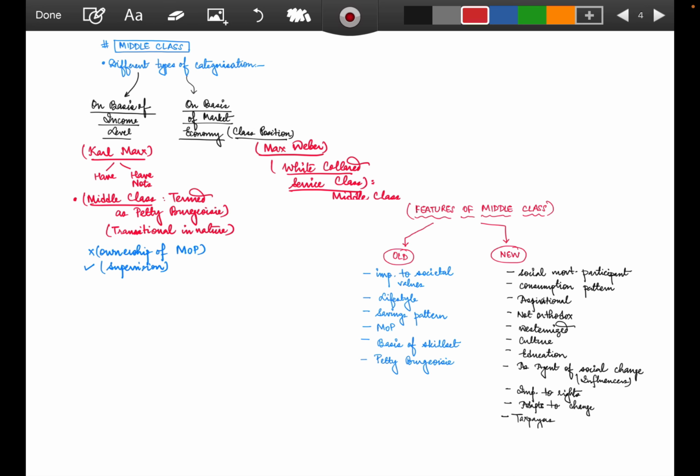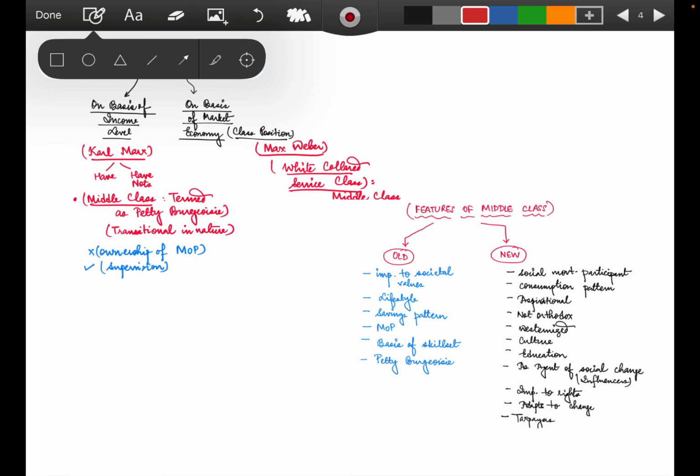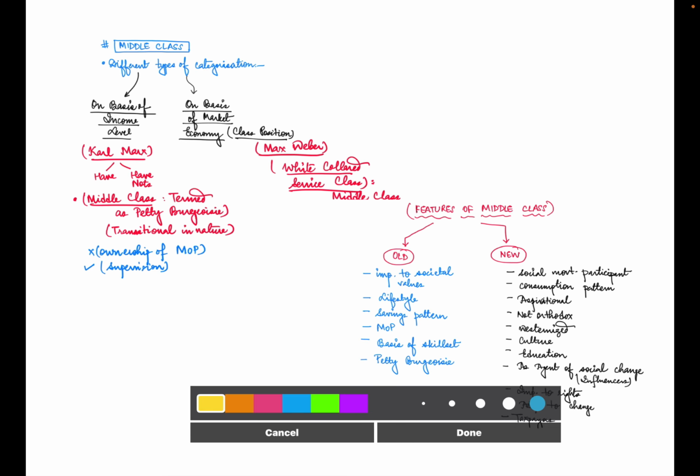Coming to the next, what are the different types of categorization which we can think of? The different type of categorization is on the basis of income level, right? On the basis of market economy. And who talks about it in this manner? It has been talked about by Karl Marx, the main thinker of sociology. He has talked about it in the form of the haves and have-nots. So where does the middle class lie in this format? It is not lying here, but he has termed it as petty bourgeois.